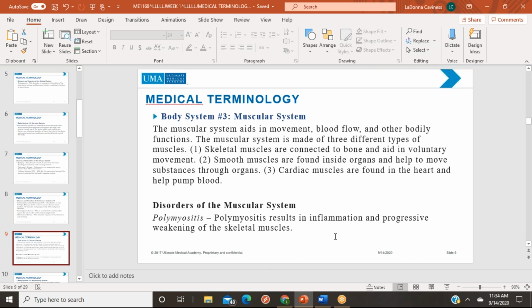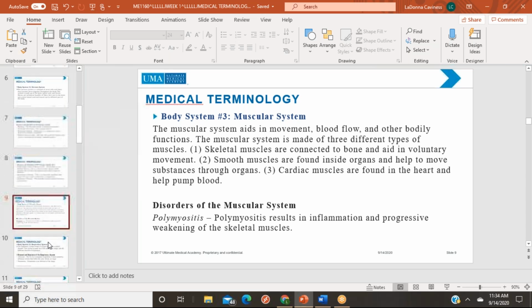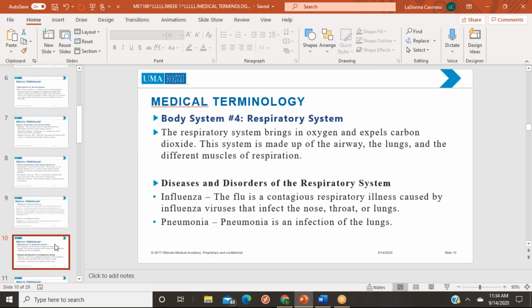Disorders of the musculoskeletal system: poliomyelitis results in inflammation and progressive weakening of the skeletal muscles. All right, let's talk about body system number 4, the respiratory system. The respiratory system brings oxygen into the body and expels carbon dioxide. This system is made up of the airway, the lungs, and the different muscles of respiration.